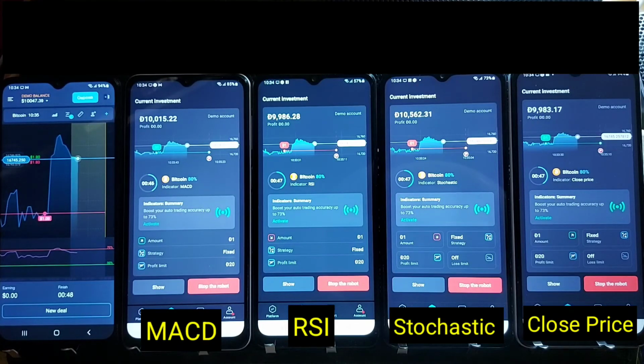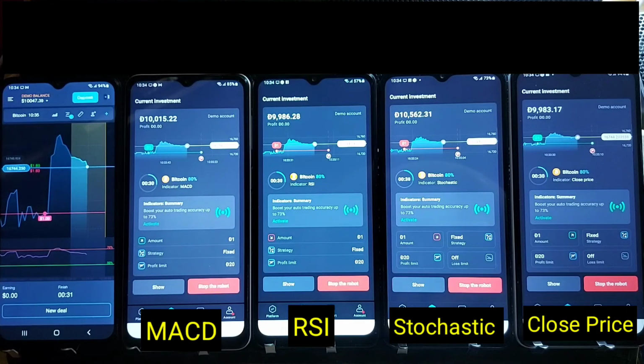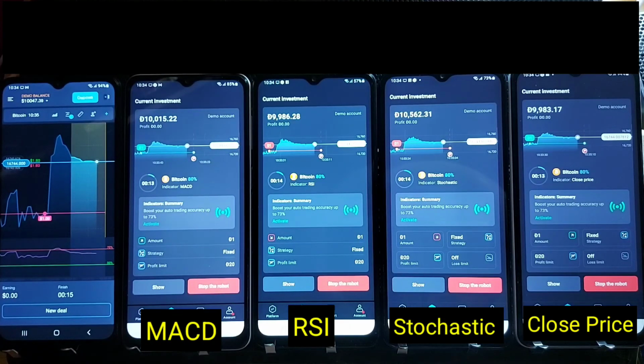Entering the last 50 seconds of the trade, so far we are losing with the choice that we made because prices have gone up from the point in time that we placed the sell order. So far the MACD and the close price seem to be winning this experiment, this test. And the RSI and stochastic seem to be losing at this point in time. But then again, there is still 20 seconds to go. And that is an eternity in trading time.